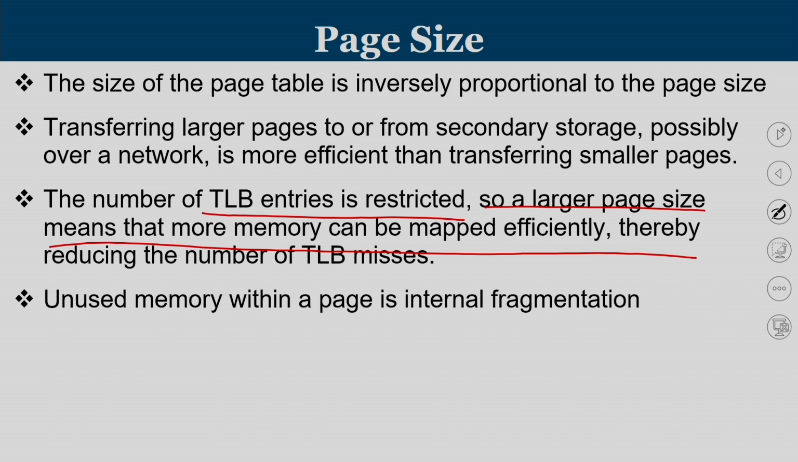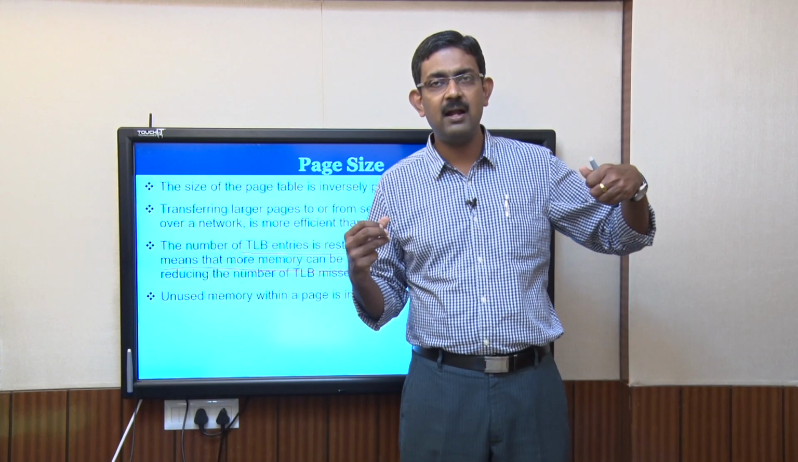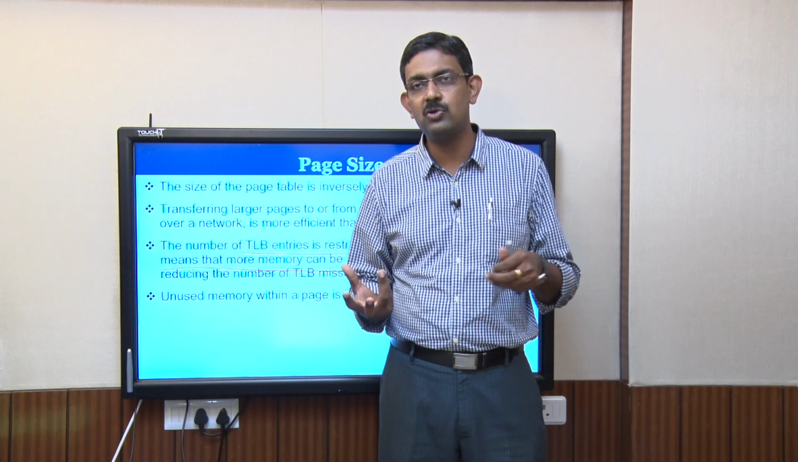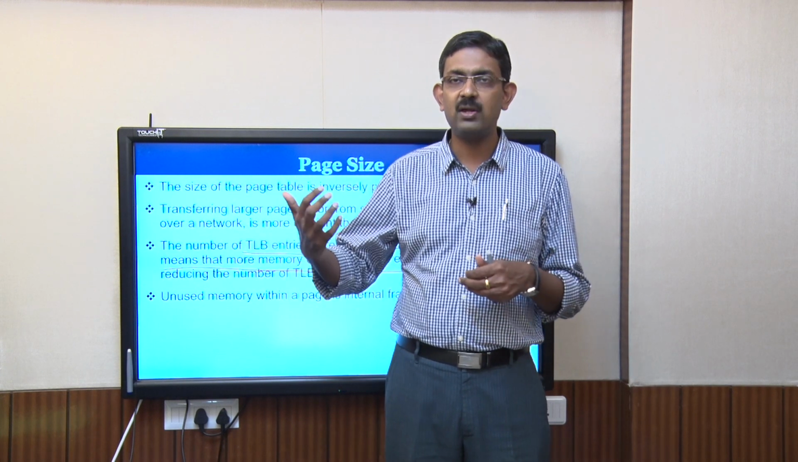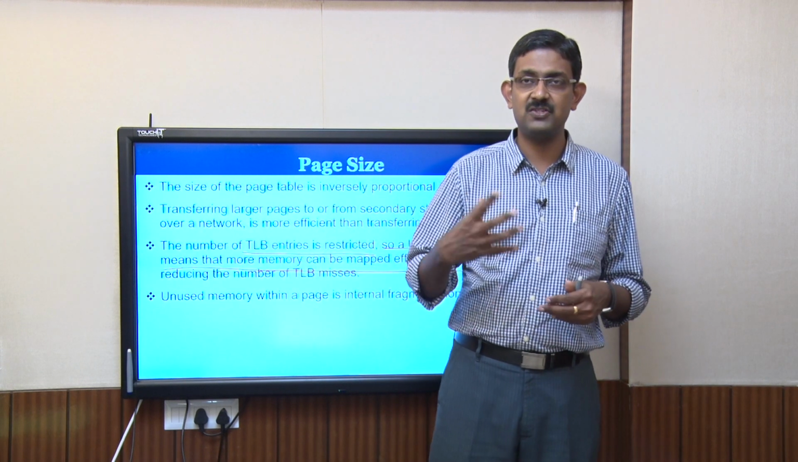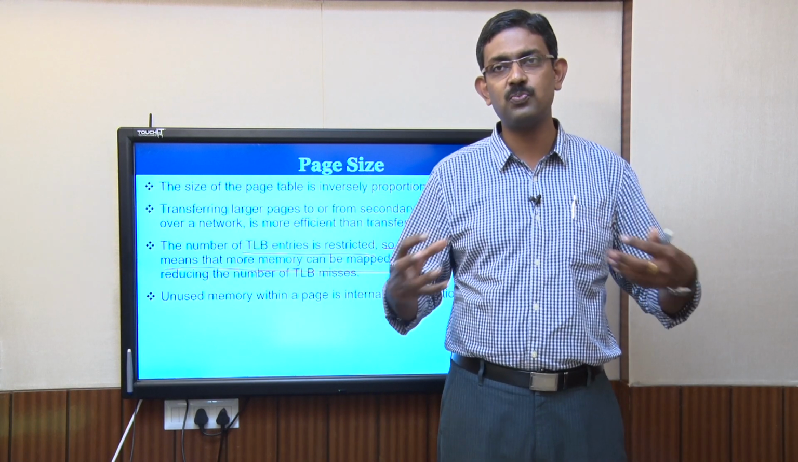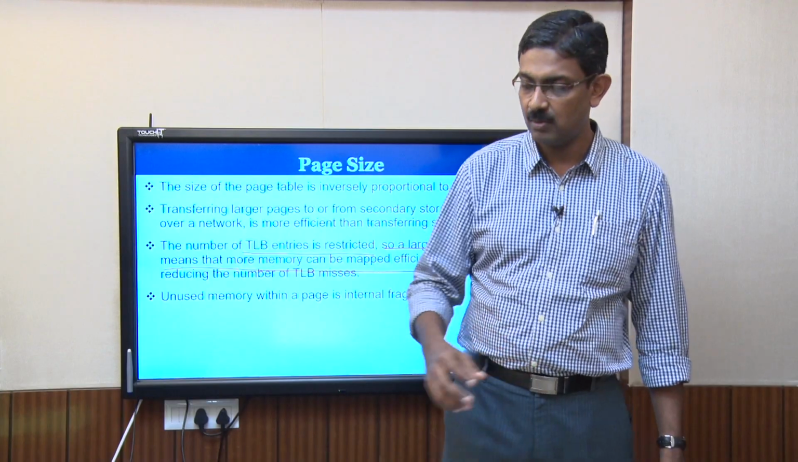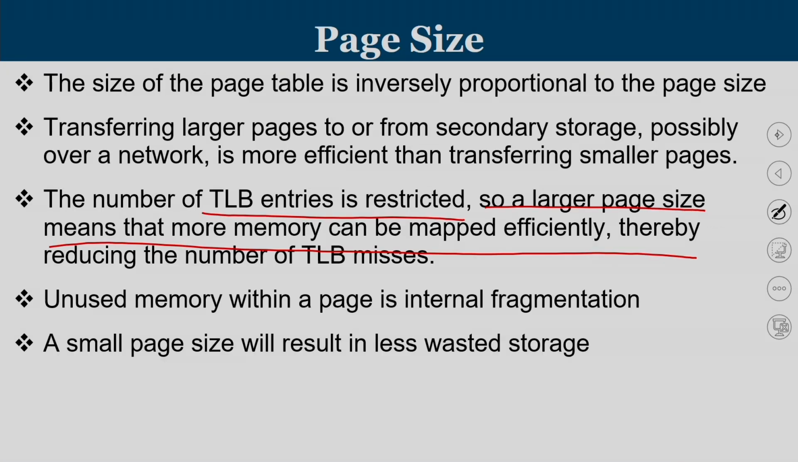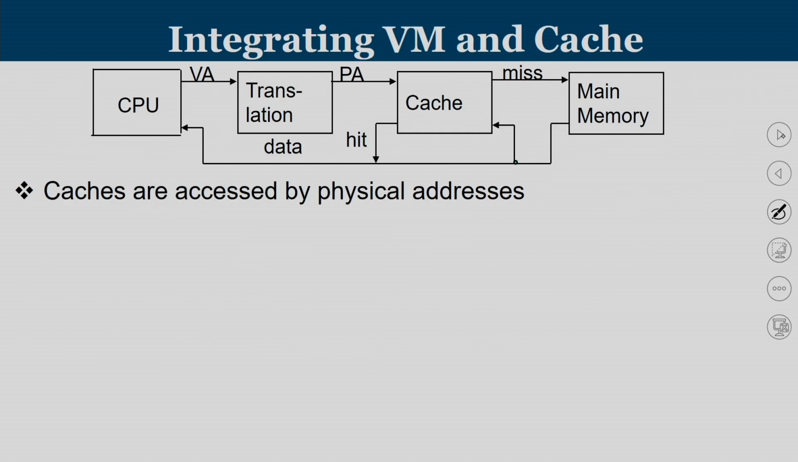So unused memory within a page will cause internal fragmentation. Internal fragmentation is something like, let's say your page size is 4 KB and your program comes only up to 3.2 KB. So 4 KB minus 3.2 KB, that is 0.8 KB, is internal fragmentation. I cannot assign those 0.8 KB to any other program. And when you use very small size pages, you are going to waste a lot of storage.